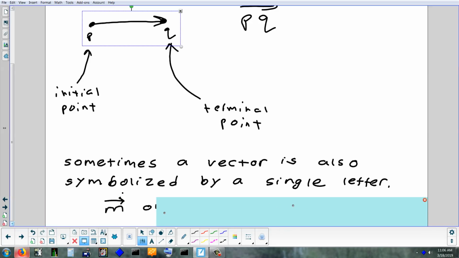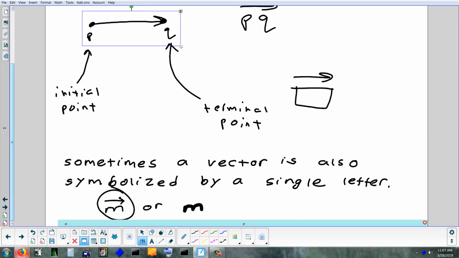Now, when you do something like that, that doesn't indicate direction. That's just an arrow on top of a letter. That means whatever you write below me is a vector. Okay? But you always just have it point to the right. And then you just put a letter in that box. Okay, so that's just a symbol that means vector. Or you can make it a bold letter.